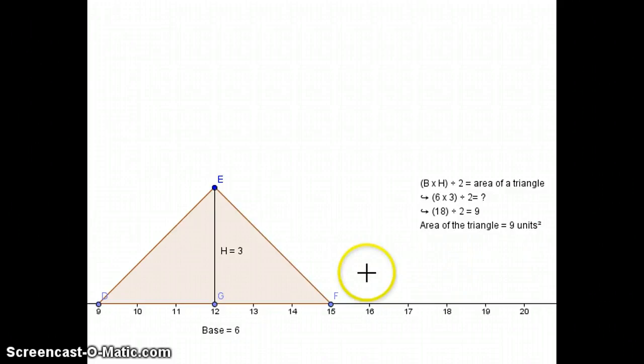That is how you find the area of a triangle, and I hope this helps you out.